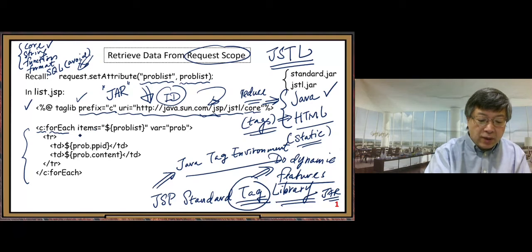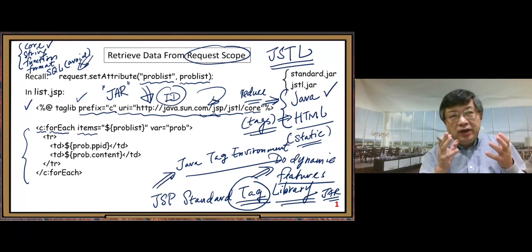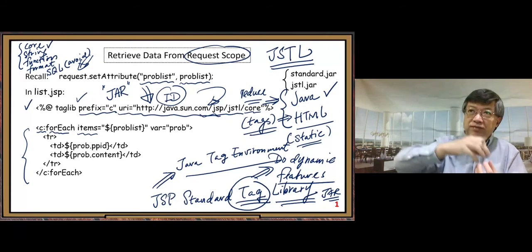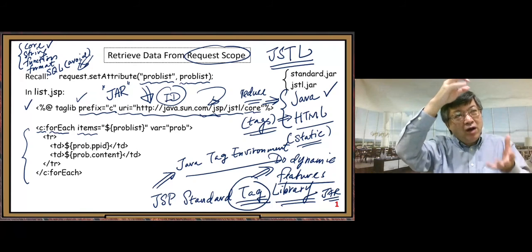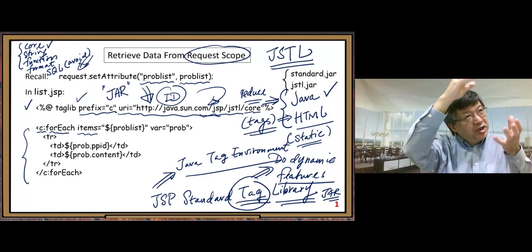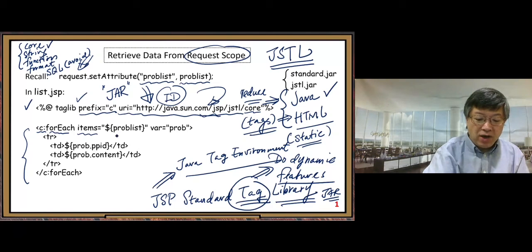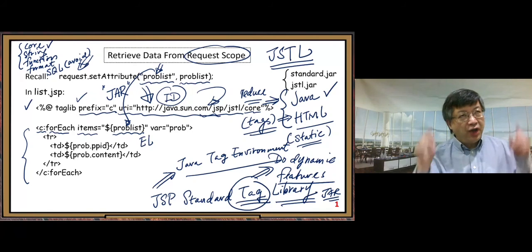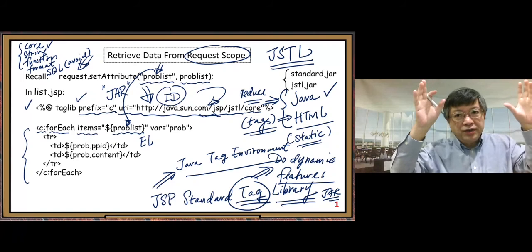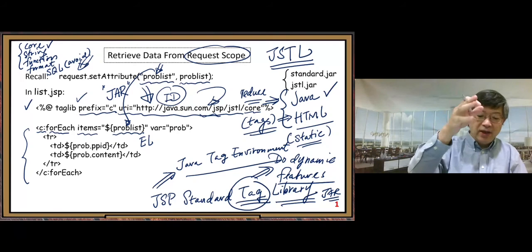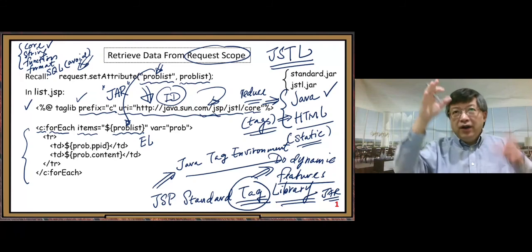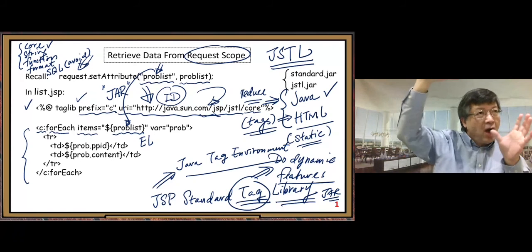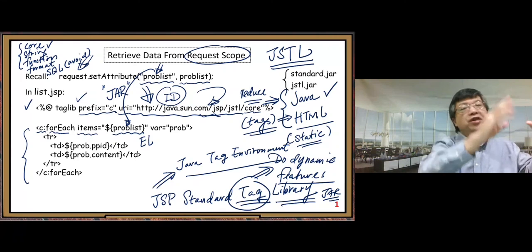Attribute name items. Now we want to retrieve a list of items from some Java object. So what's the name of the Java object? probList. Remember the probList. So you use that name and put it here in this EL. This is the EL, expression language: dollar, a pair of curly braces. Okay, all right. So then your data object, that complete object, is connected to this forEach loop.